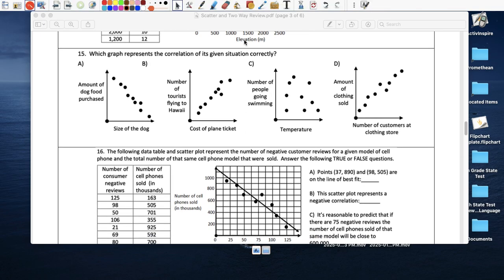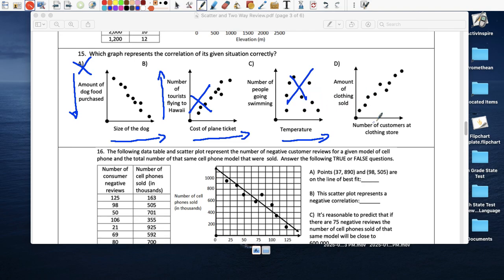So we gotta read this. As the size of the dog increases, the amount of food that you purchase goes down. Nope. As the cost of the plane ticket goes up, the number of tourists flying to Hawaii goes up. Nope, doesn't make sense. This one, there's no correlation. As the temperature goes up, the number of people swimming should go up, but this one is all over the place, so this one is not up. Let's see if the last one makes sense. The number of customers at a store goes up, and the sales goes up. That makes sense. So our only choice is D.